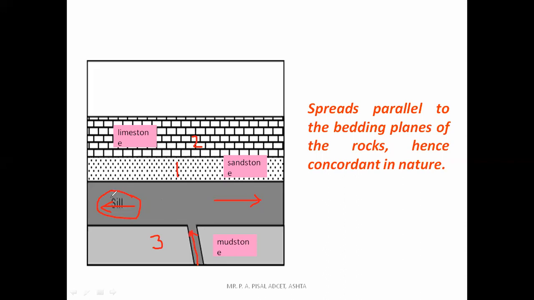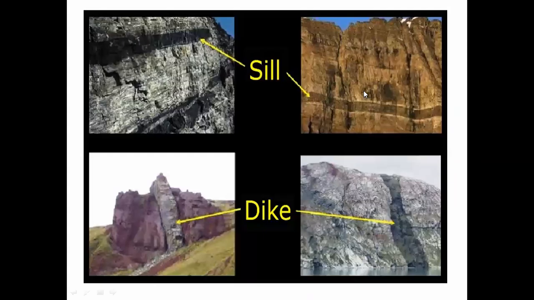This horizontal structure is considered as a sill, and this structure which cuts across the rock is considered as a dike. Now these are some images of the sills which we have seen in the field.